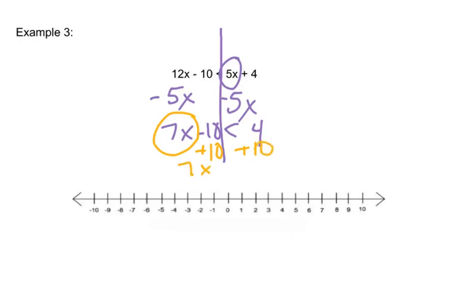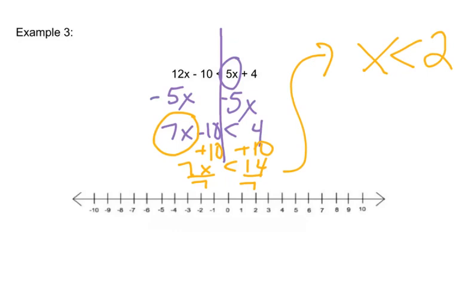Then I have 7x less than 14, and then I divide by 7, and I end up with x less than 2. So all the numbers less than 2 are solutions to this inequality. It can't equal the 2 because this does not say less than or equal to, it just says less than. So I'm going to put an open circle on the 2 and shade those numbers that are smaller than 2.